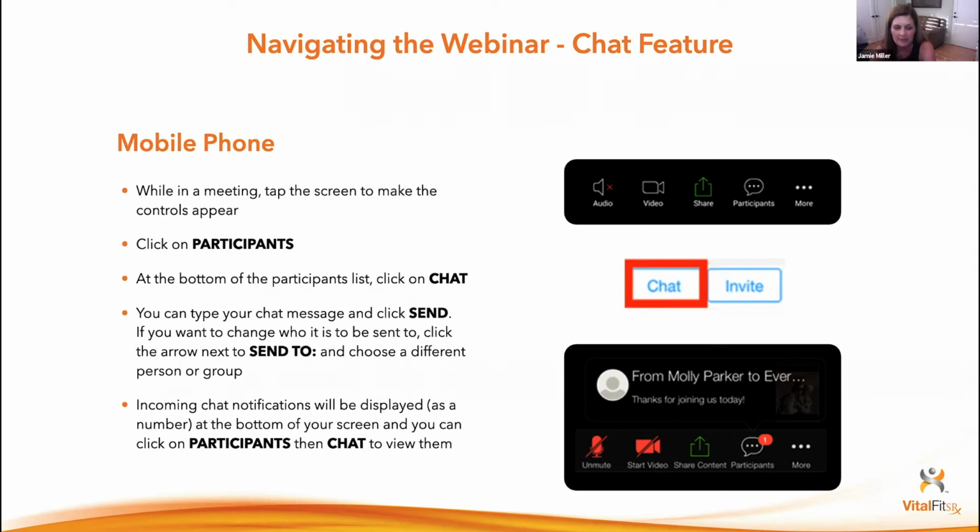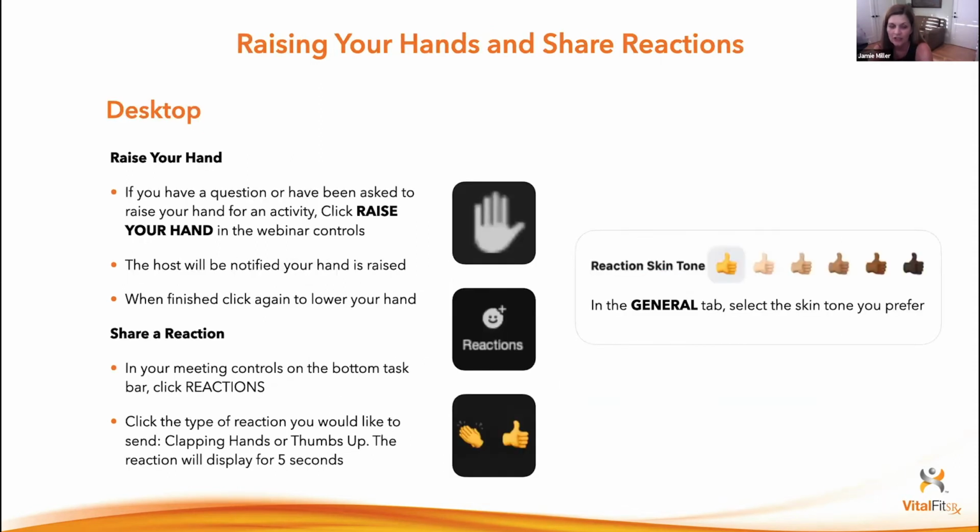So you may want to take a minute just to go ahead and click on the chat to make sure you know where it is. You can look at the participants and Q&A, and they're all on the bottom of your screen. A few things about how to raise your hand. If you have a question or if you've been asked to raise your hand for an activity, click raise your hand in the webinar controls. The host will be notified that your hand is raised, and when finished, click again to lower your hand. So look for that little hand signal, click it on and click it off just to get used to it.